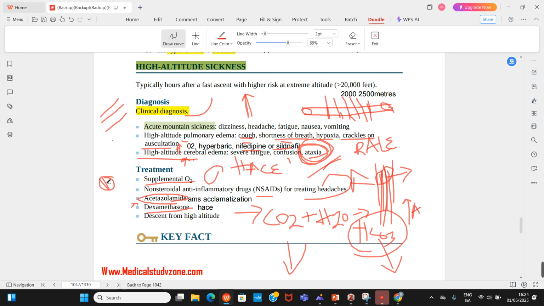So once you understand the pathophysiology, you'll be able to correlate the treatment you are going to give them. This one will benefit from this, that one will benefit from that. Then, of course, you always encourage them to come down, descend from there. So that's that about altitude sickness. Very simple, very straightforward.